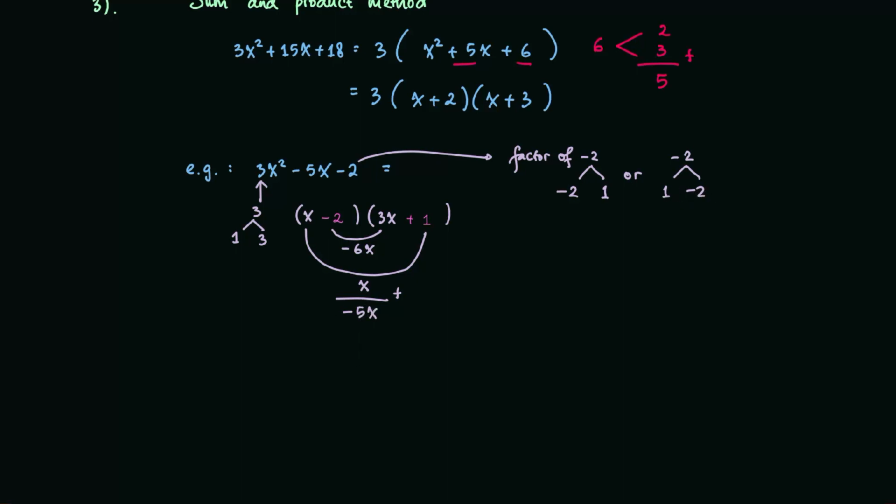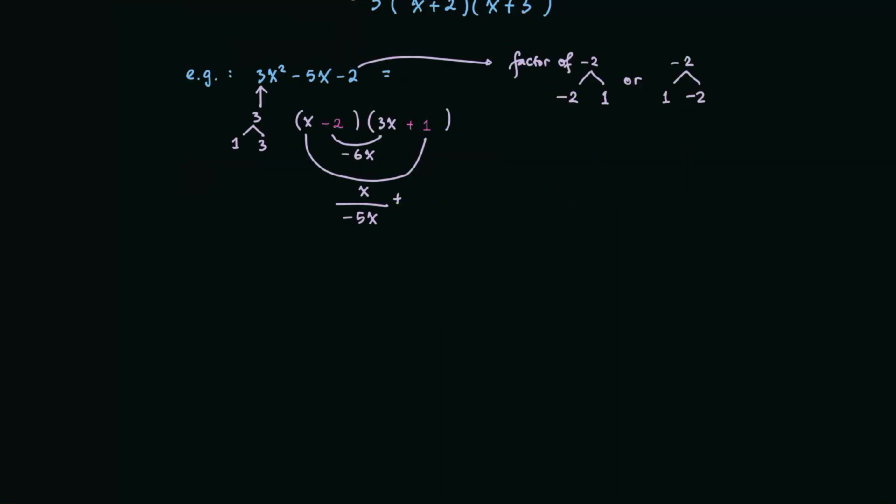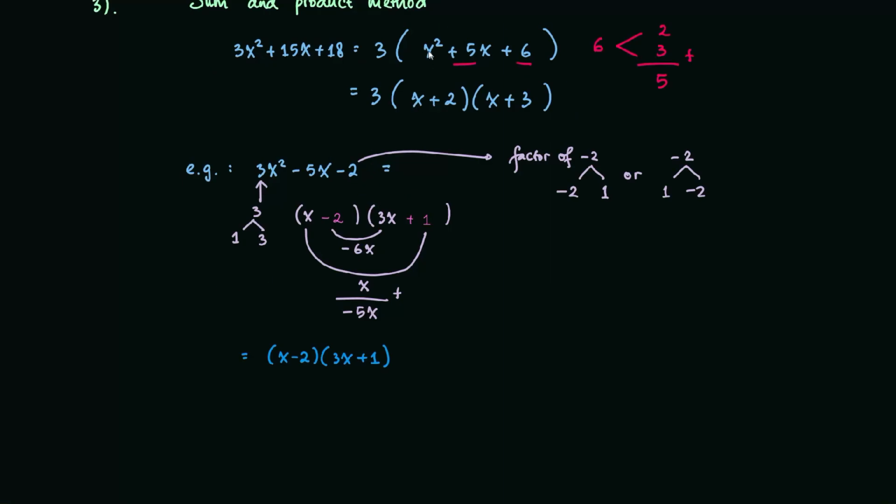In case I don't get -5x here, which is not the same as this, then I need to keep plugging in the other combination, find the multiplication of the inner product and the multiplication of the outer product, and then take the sum of it, to see whether it's the same as the middle term. We can just factorize this into x minus 2 and 3x plus 1. Remember, take notice, if the coefficient of my x squared is not 1, then you need to do it a bit differently.